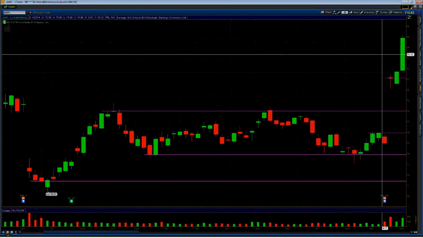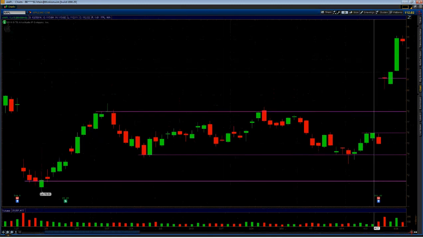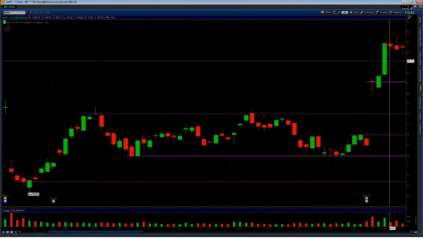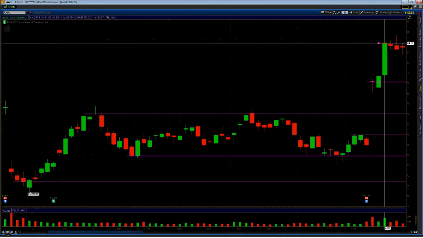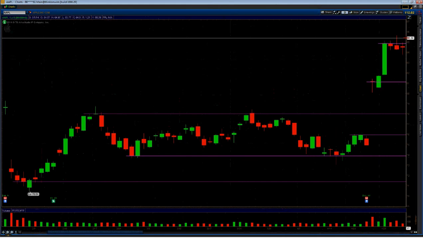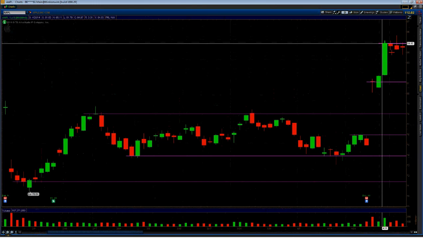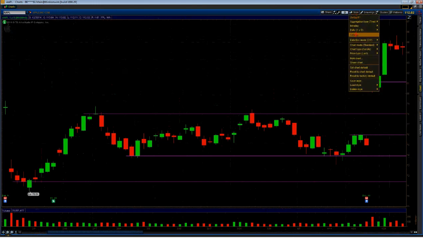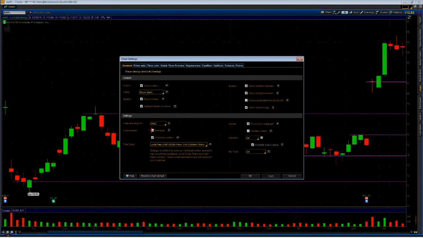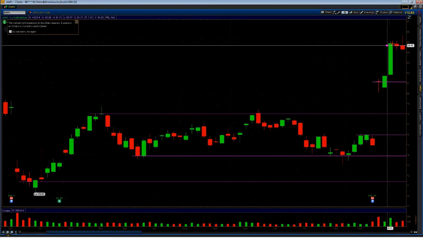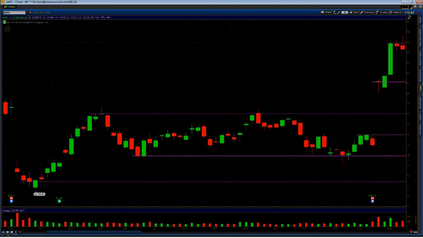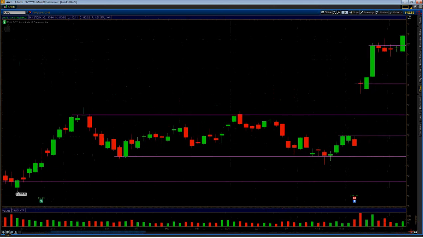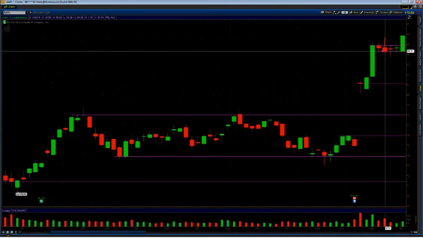It's going to have to establish a swing point and then break it.